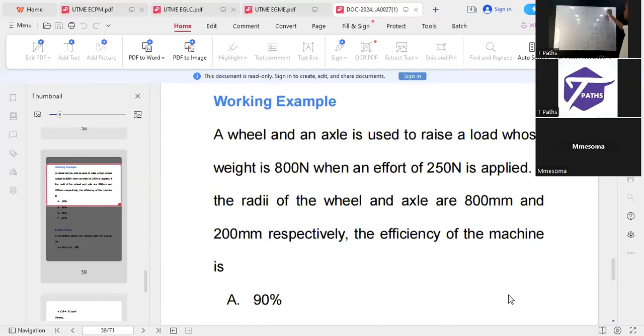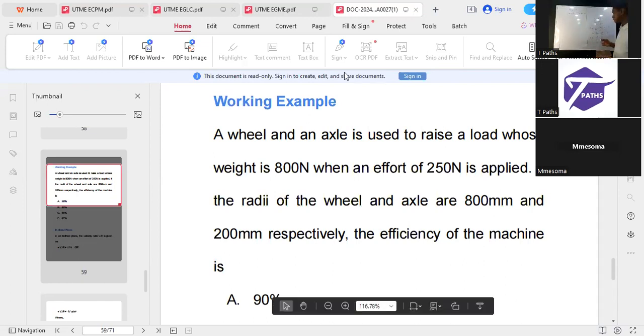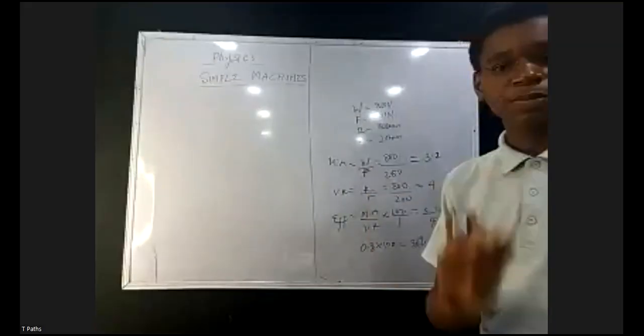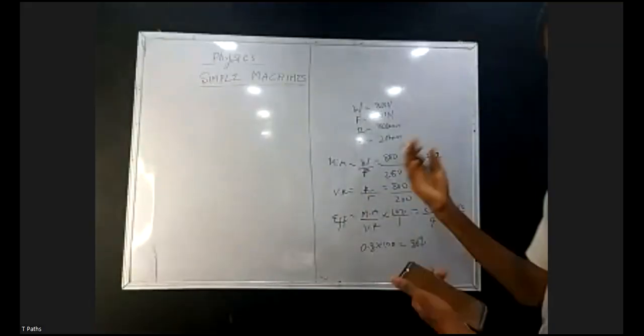And remember, I said efficiency is equal to mechanical advantage over velocity ratio. So I want to calculate the velocity ratio separately and the mechanical advantage separately. For me to get my mechanical advantage, in one of our classes I've explained all of this. I said mechanical advantage is equal to load over effort. So if you missed this, you can just go back to the class.